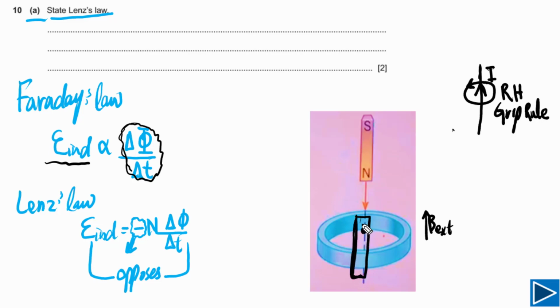So if N is entering, this end of the induced magnetic field has to be N here. So N opposes N, and the other end will be S. Now we understand the direction of the magnetic field, and we can find the direction of induced current. Again, we need to use the right hand grip rule. We can find out the direction of induced current. In this case, it will flow counterclockwise, and that's all about Lenz's law.